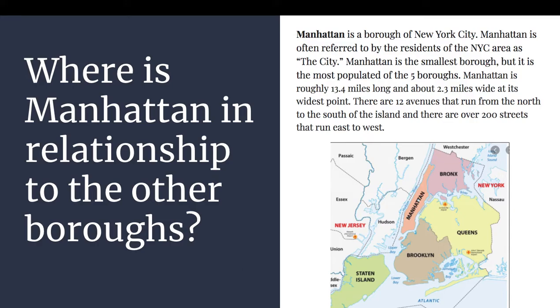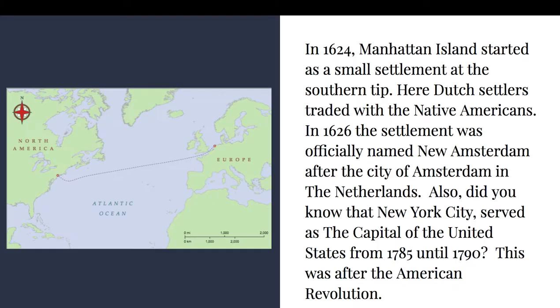Manhattan is the smallest borough, but it is the most populated of the five boroughs. Manhattan is roughly 13.4 miles long and about 2.3 miles wide at its widest point of the island. There are 12 avenues that run from the north to the south of the island, and there are over 200 streets that run east to west.